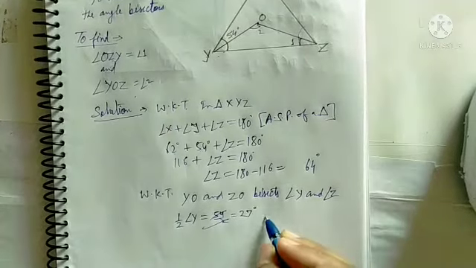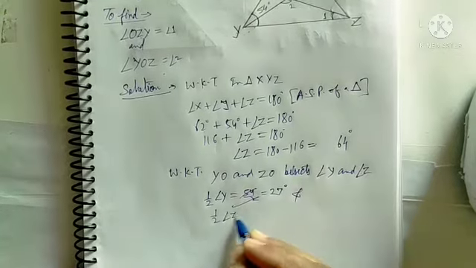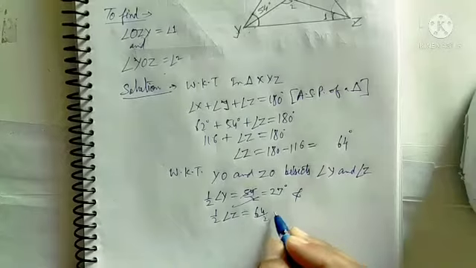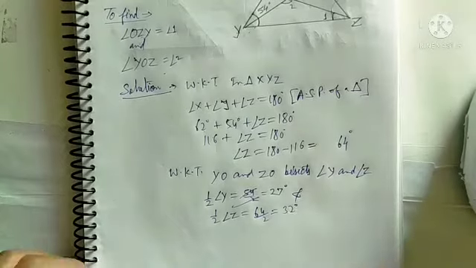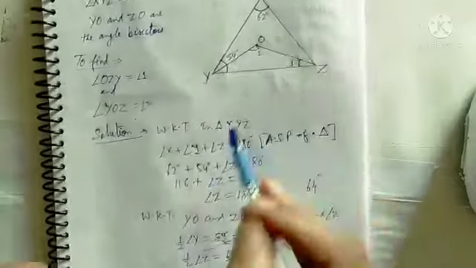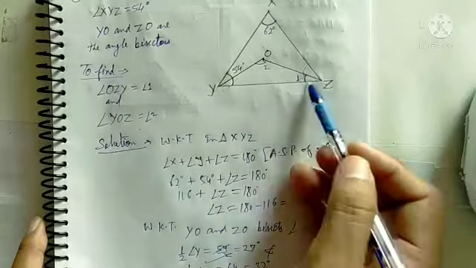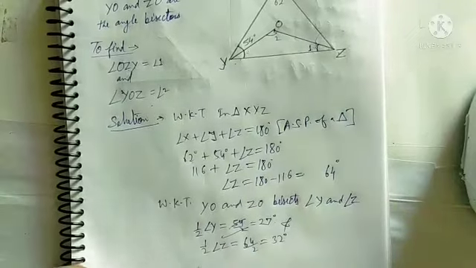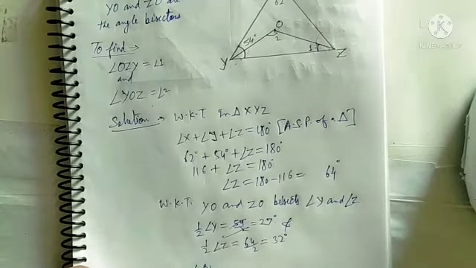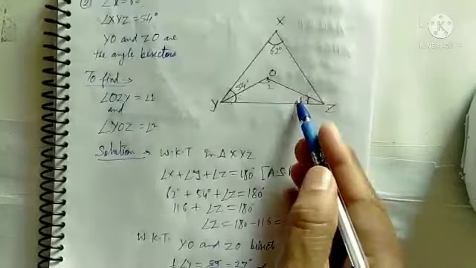And half of angle Z will be 64 upon 2. It is 32 degree. So you got both half of angle Y and half of angle Z, means half of angle Z means this angle and this angle is also 32 because both are bisectors. So angle 1 we got here. Angle 1 means angle OZY is equal to 32 degree you got here.